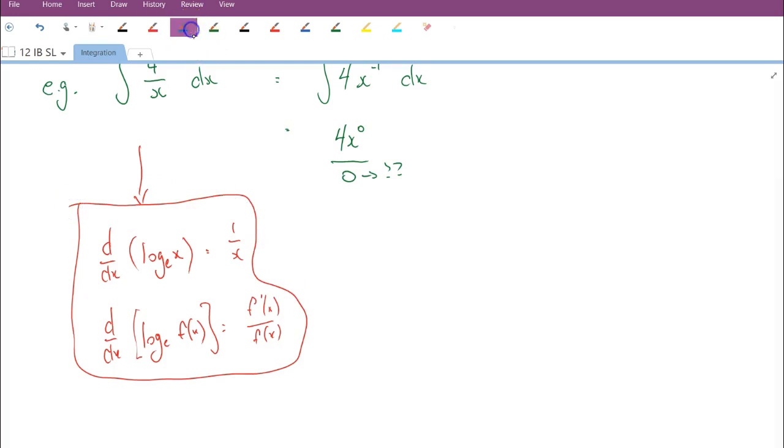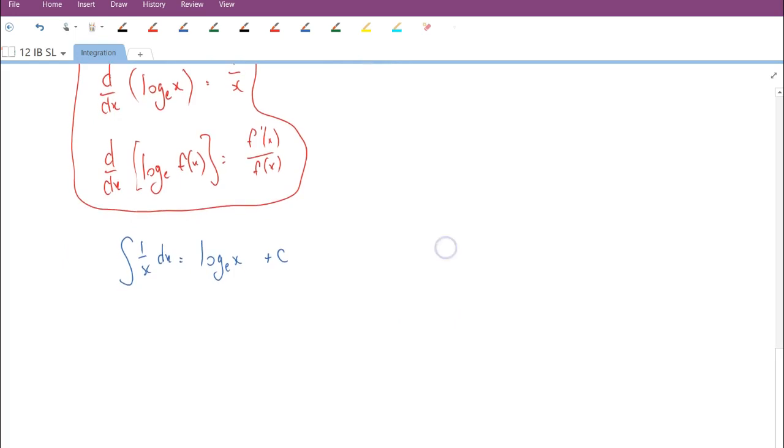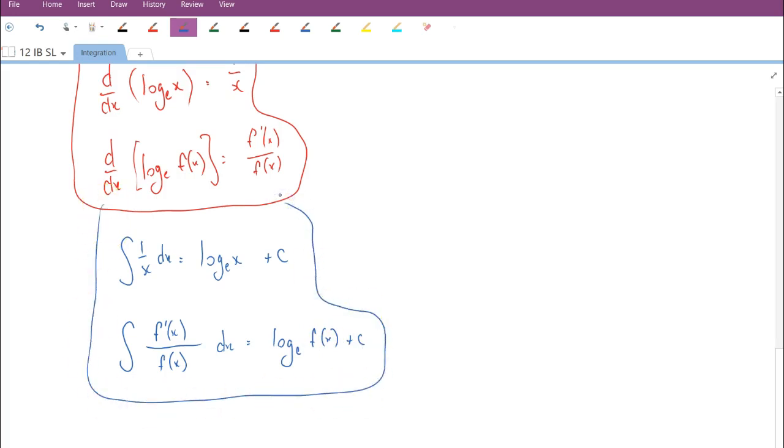If that's the case, then with integration, that would suggest, would it not, that the integral of 1 over x is equal to log base e of x, or we can just write that as ln x, and that should have a little dx in front of it, keep forgetting that. And if we've got more generally a fraction to integrate where the fraction is derivative over original with respect to x, then we are looking at the log of f of x being our integral. So the log of the denominator.